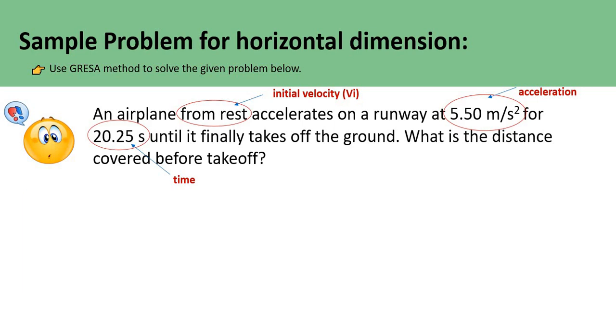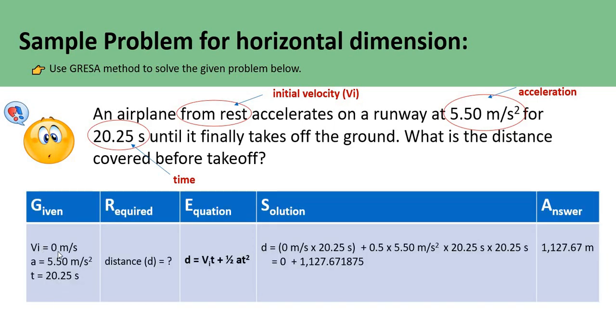So, the given are: initial velocity, or vi, is equal to 0 meter per second, acceleration, or a, is equal to 5.50 meters per second squared, and t is equal to 20.25 seconds.